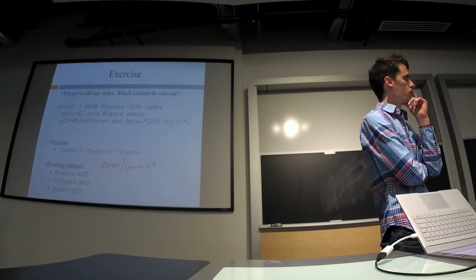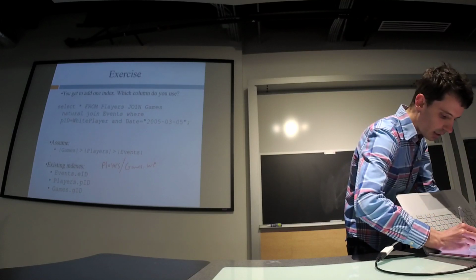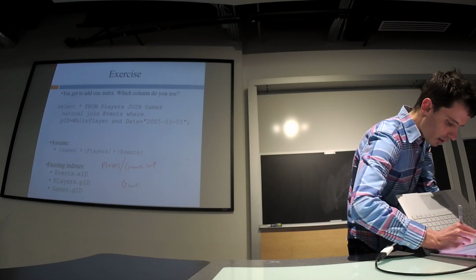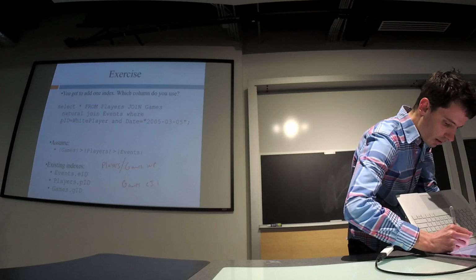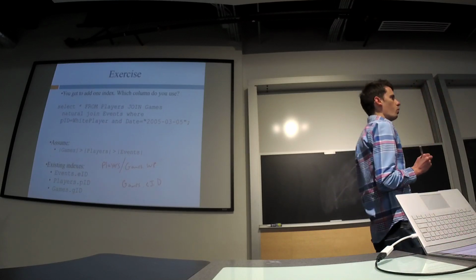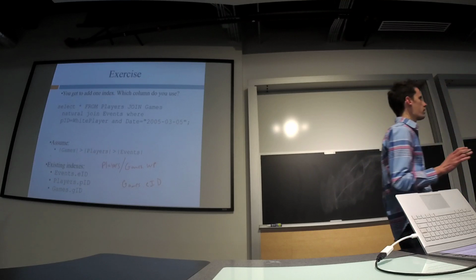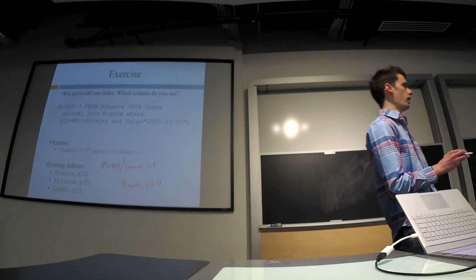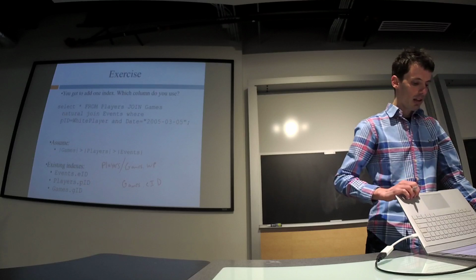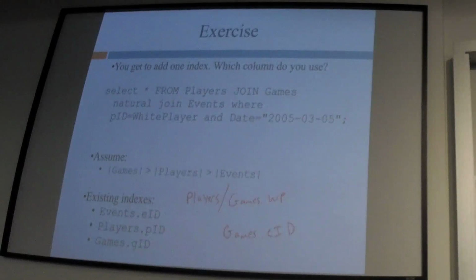An index on games.eid. Okay, games.eid. Which is kind of along the same lines. This is helping with the join. So this is going to do something like events on the outside. That's an E. Then for every event, we can very quickly find the game associated with it.